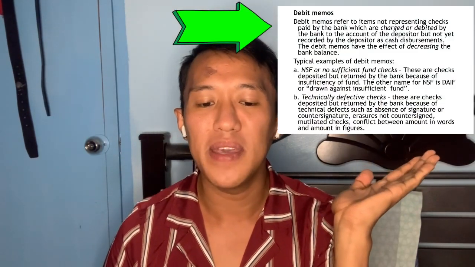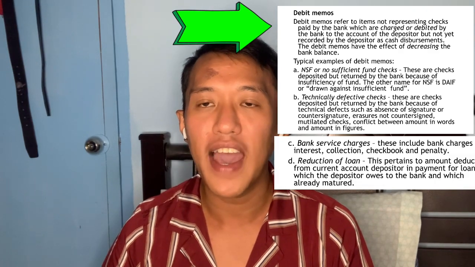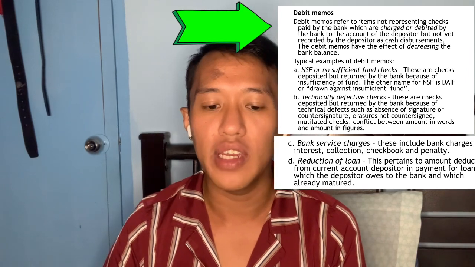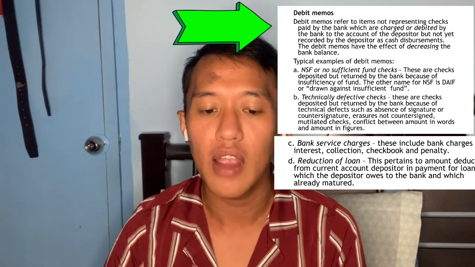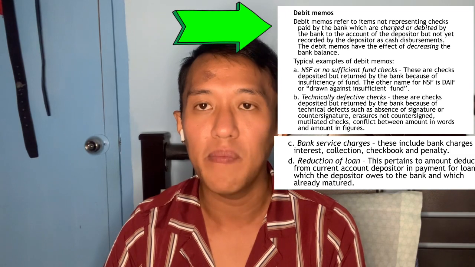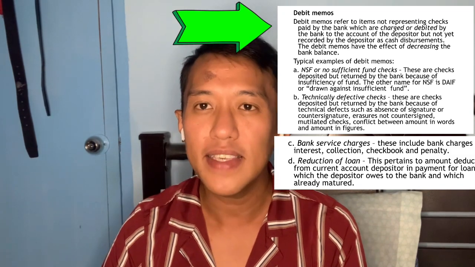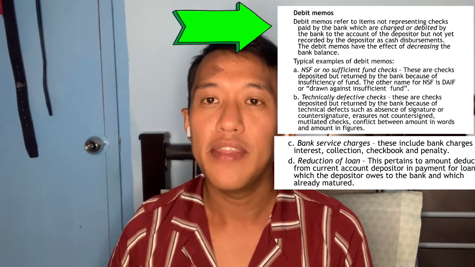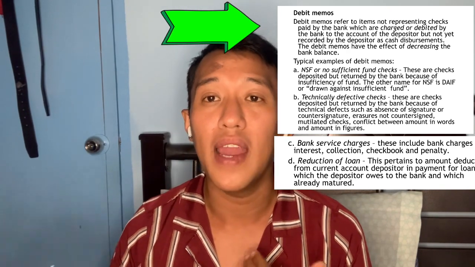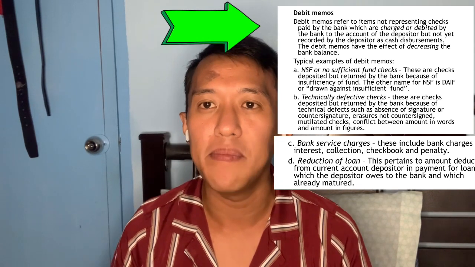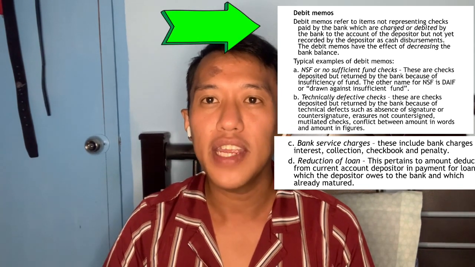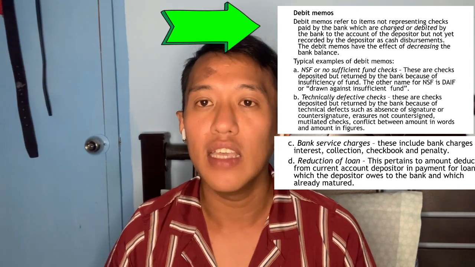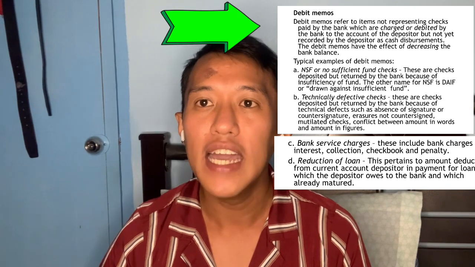Another book reconciling item is the debit memo. So what is a debit memo? Debit memo refers to items not representing checks paid by the bank which are charged or debited by the bank to the account of the depositor but not yet recorded by the depositor as cash disbursement. The best example of a debit memo is the bank service charge, because the bank only knows the charge but the book does not, so the book needs to reconcile. Another is the NSF check, or a check drawn against insufficient funds.